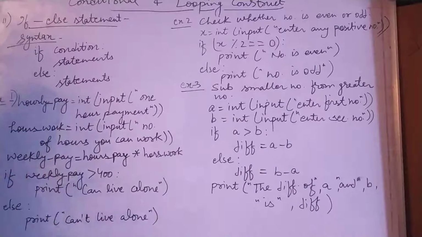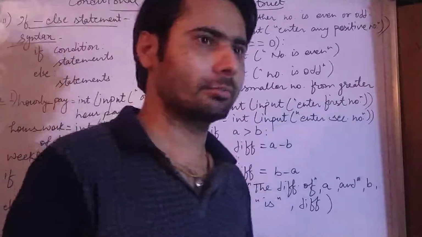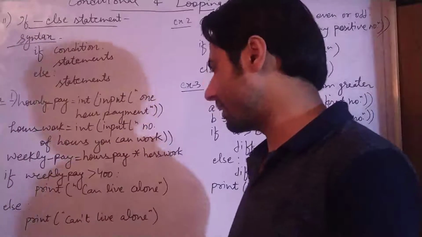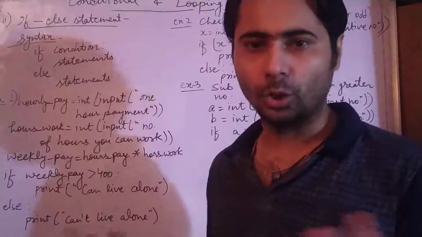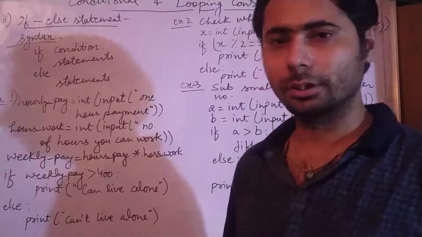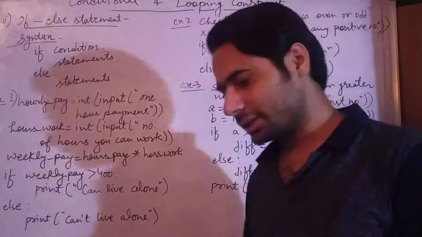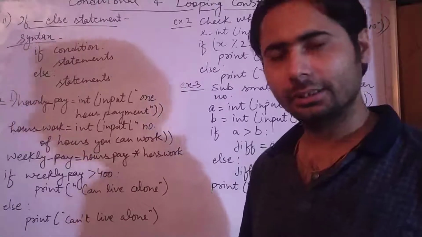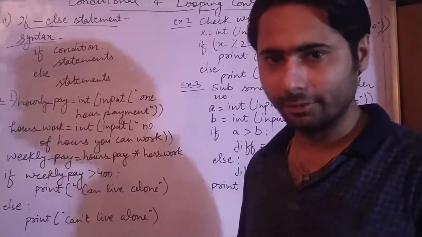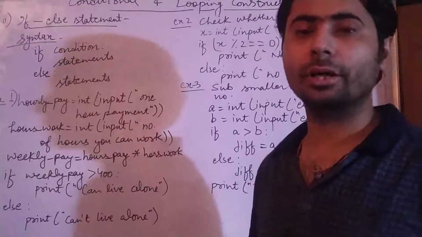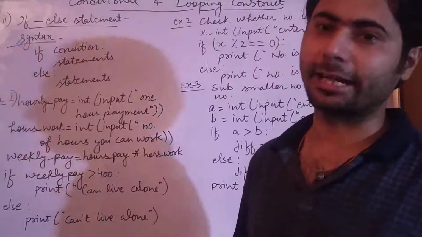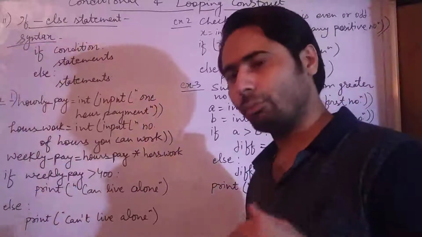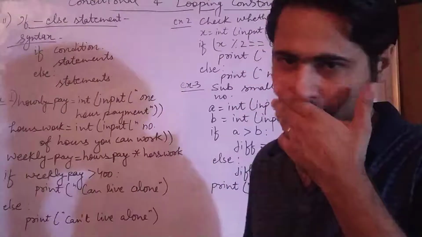Here is a program where we have to display the result whether a person can live alone or not. The condition is: if he earns 400 per week, then he can live alone. If he is not able to earn 400 within a week, then he is not able to live alone. So this is the condition. Now let us put this condition in the program.